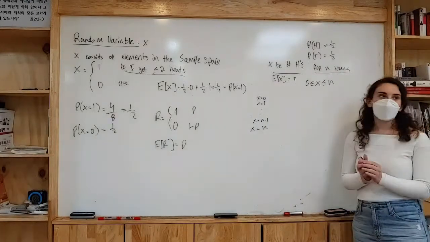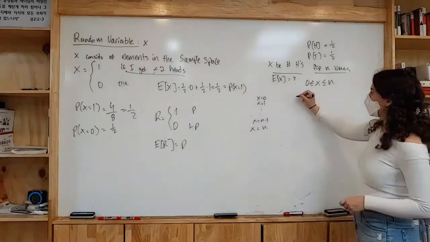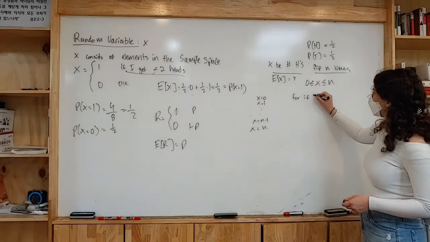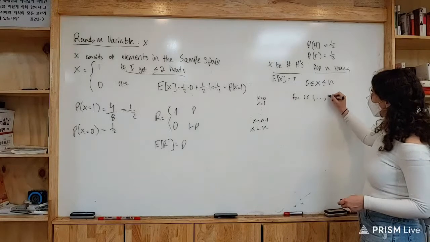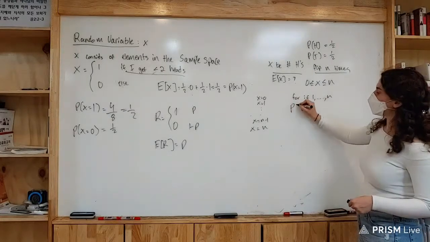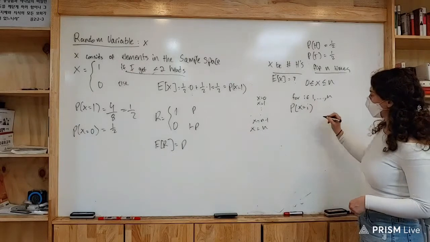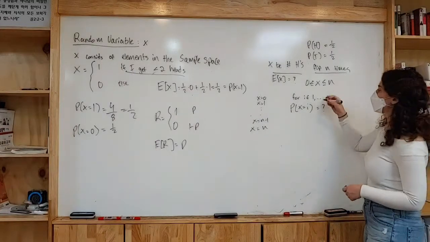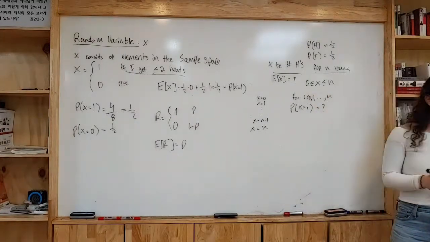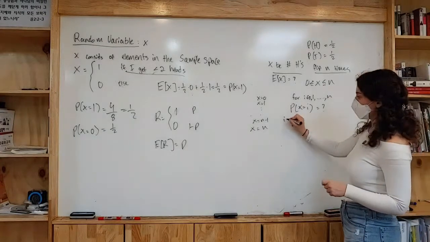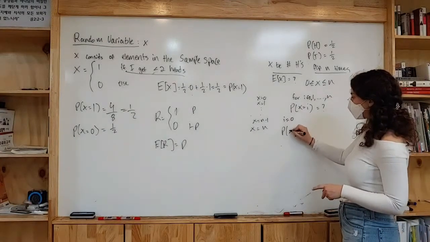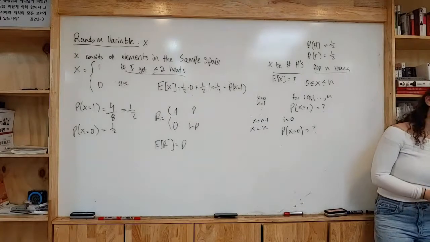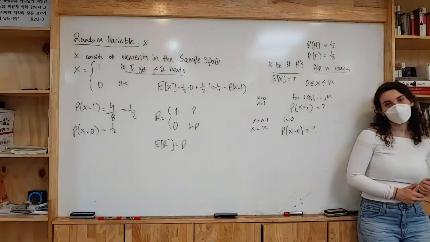Now, the key that you want to do here is figure out, for I from 0 to n, what is the probability that x equals I? You can do this by starting with I equals 0. So if I equals 0, what's P of x equals 0? That should be easy. 1 over 2 to the n.